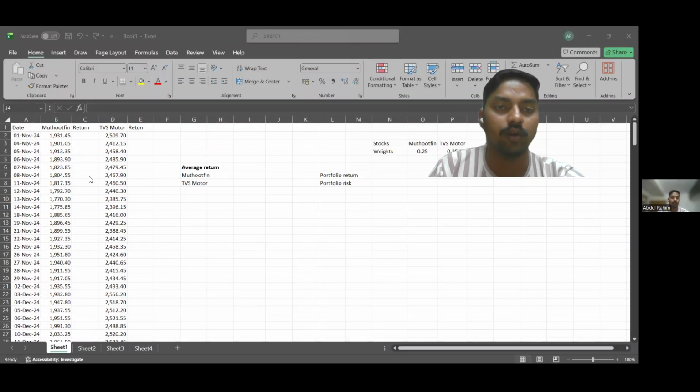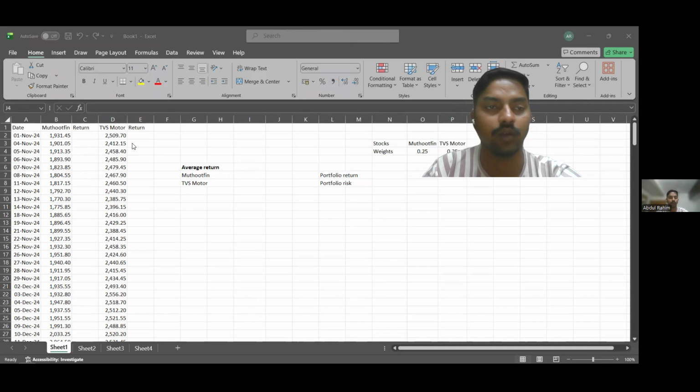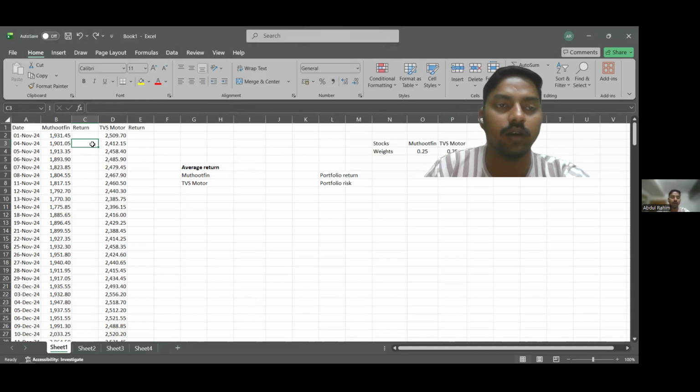So already I put two companies' data. First one is Muthoot Finance and second one is TVS Motor. I'm taking the daily closing price of both the companies from 1st November 2024 to 31st October 2025. So we are going to calculate the daily return first.